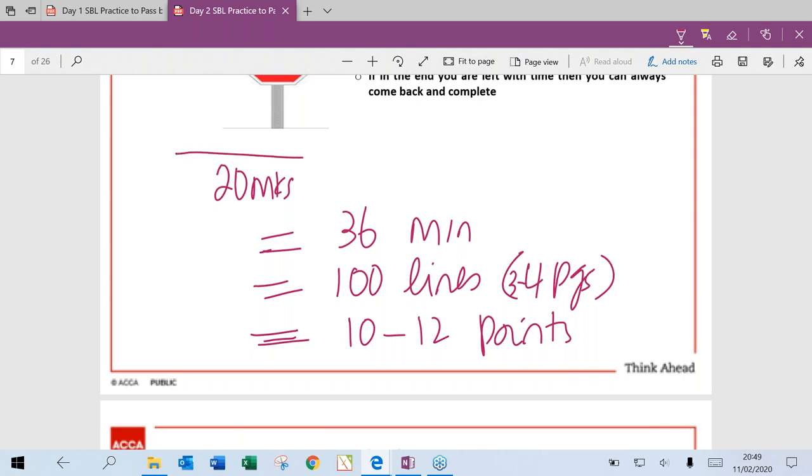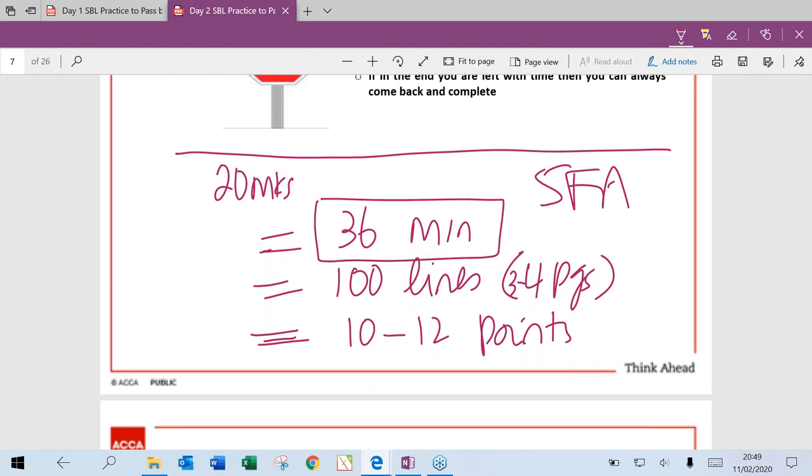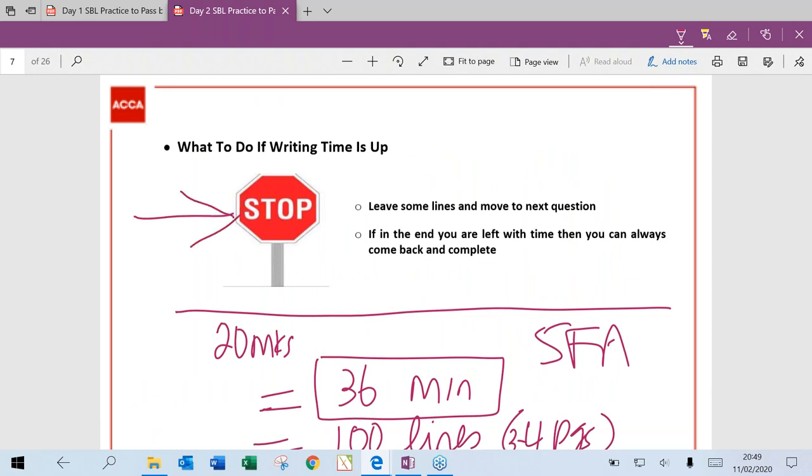This was our SFA question which we did. What will you do if your 36 minutes are up? Simply, you will stop writing, leave some lines and move to the next question. Do not hijack the time of the next question. I repeat, do not hijack the time relating to the next question. If your existing question's time is up, stop writing, leave half a page, and move to the next question. In case you are left with some time, you can always go back and complete.